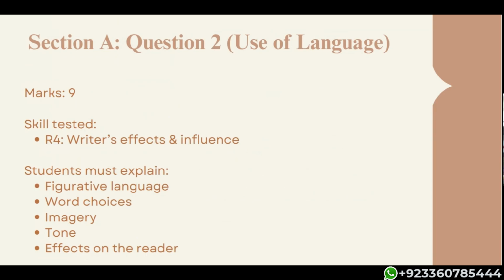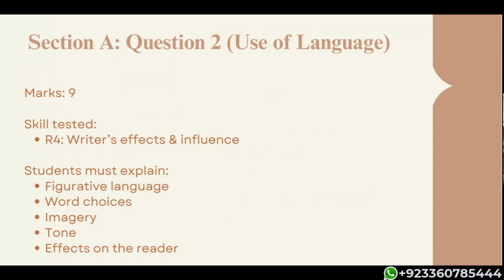Now we have question number 2, known as the language, or writer's craft, question. Marks for this part will be 9. Here they are going to test your reading skill again, writer's effect and influence. You have to understand what is meant by a word, and why the writer has used certain tones, certain language, certain words, certain phrases. And if there is any figurative language, you must explain that as well.